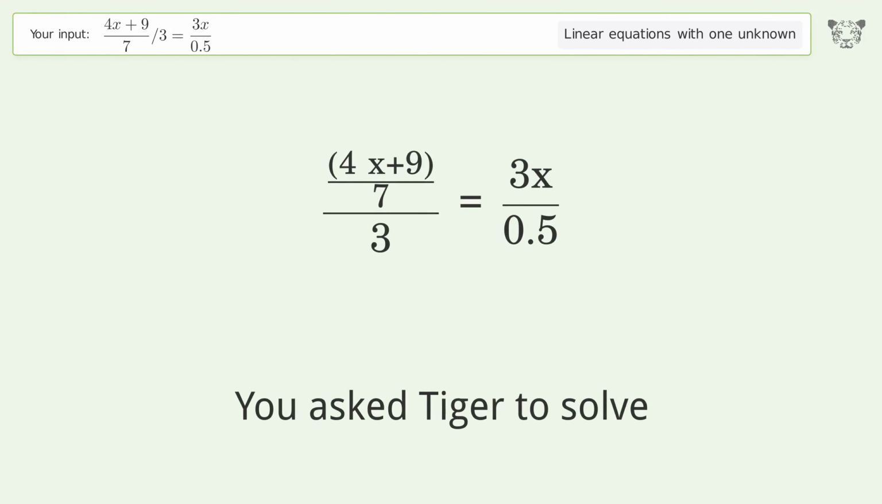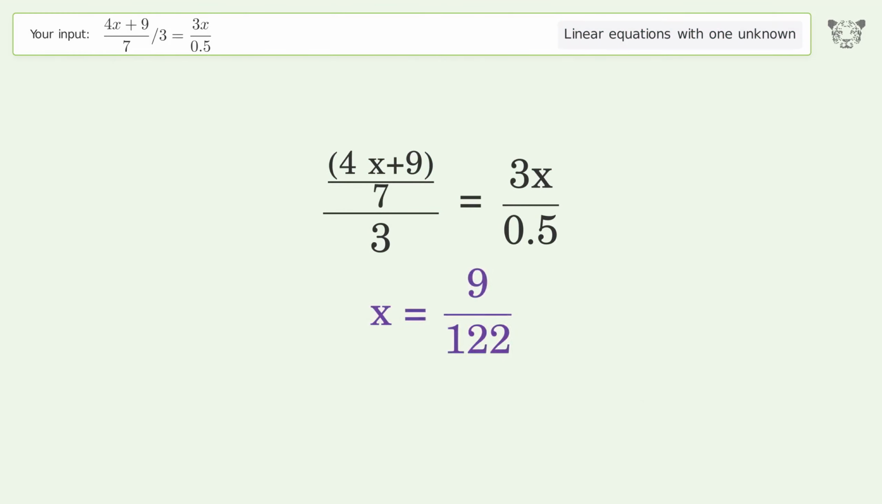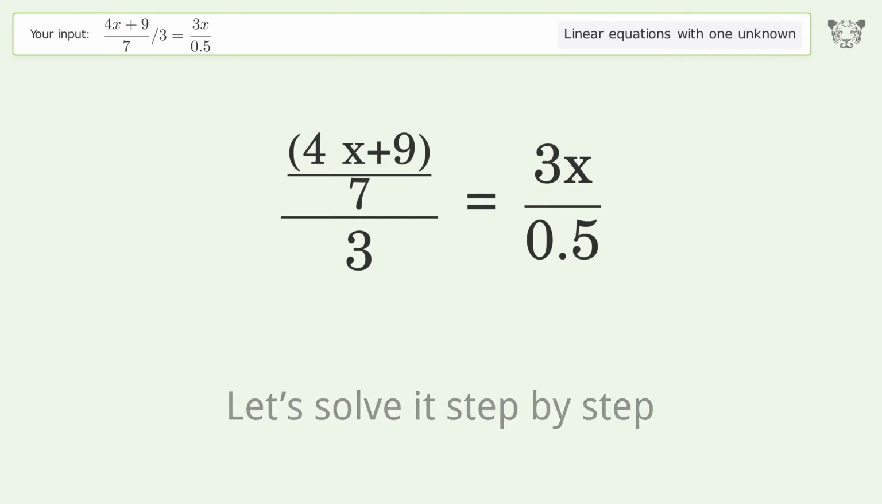You ask Tiger to solve. This deals with linear equations with one unknown. The final result is x equals 9 over 122. Let's solve it step by step.